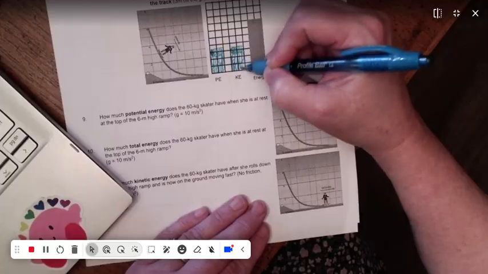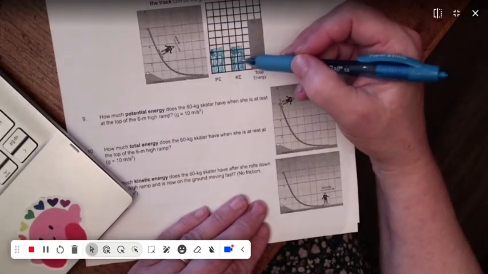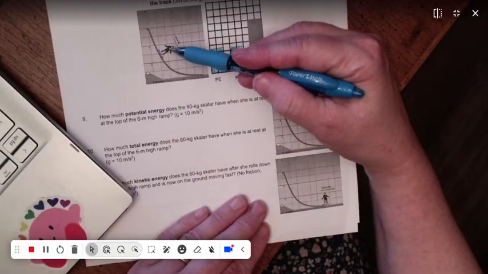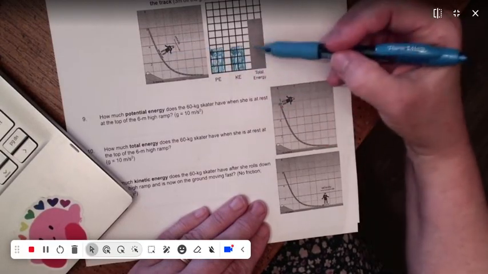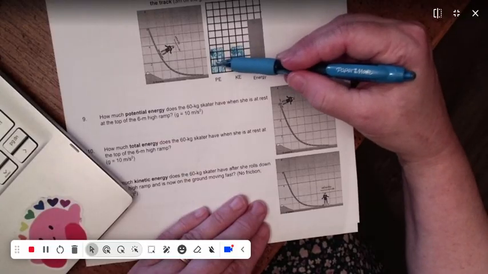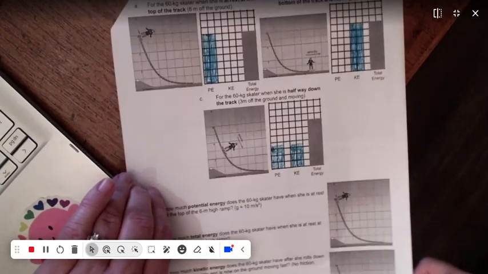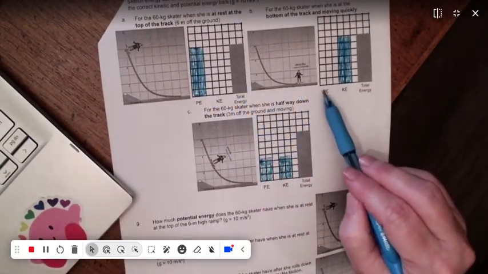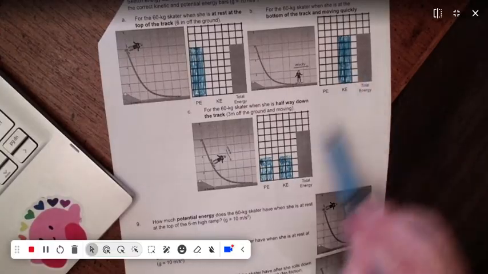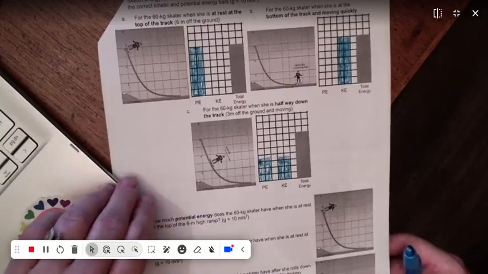Okay, that makes sense, hopefully. So my energy's split at this point. I've got some of each type because she's got height, but she's also moving, and she's at the halfway point, meaning this plus this equals this. Remember, that's always the case. Okay, here, this plus 0 equals this. Here, 0 plus this equals this. Here, we're adding them up because it's split at that point.